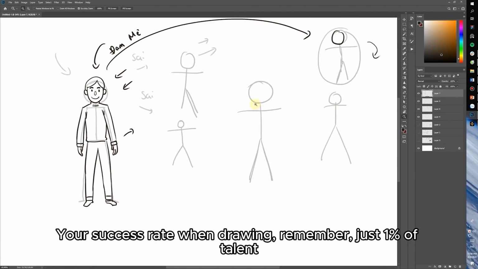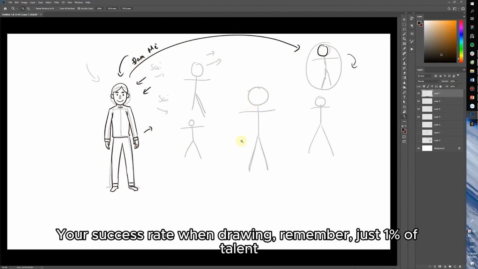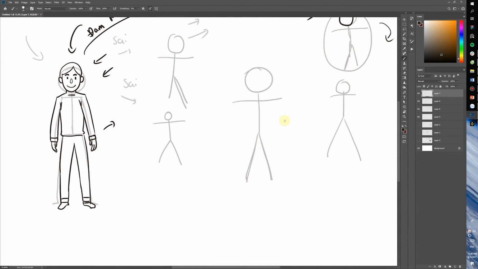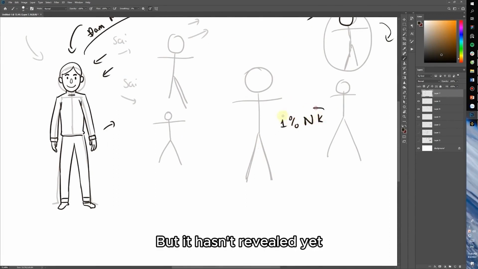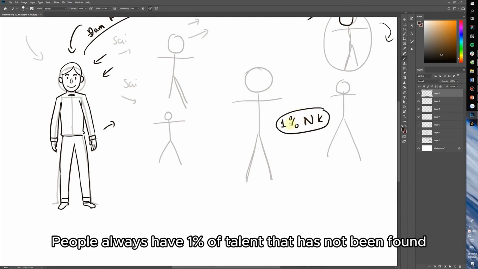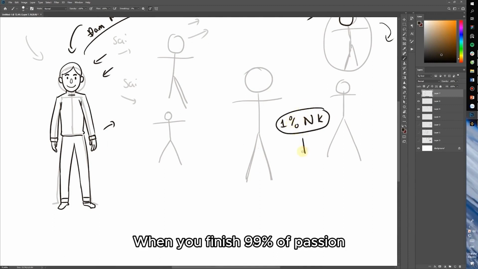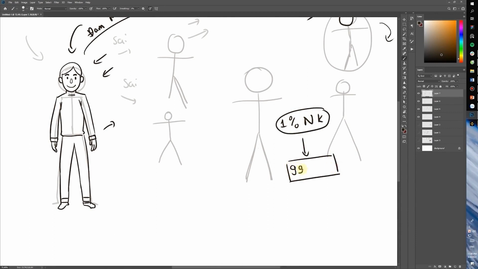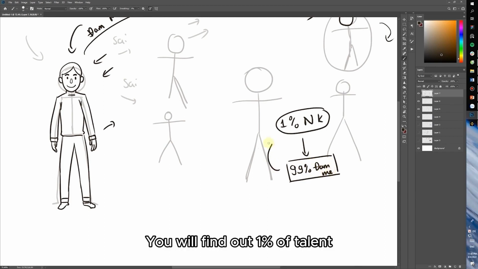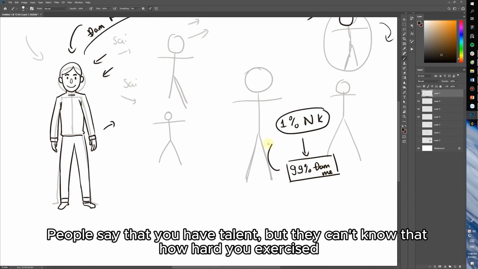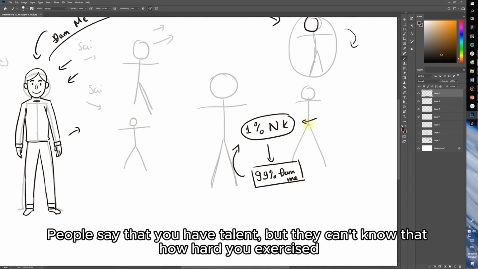Your success rate when drawing, remember, is just 1% of talent. But it hasn't been revealed yet. People always have 1% of talent that has not been found. When you finish 99% of passion, you will find out that 1% of talent. People say that you have talent, but they can't know how hard you exercised.